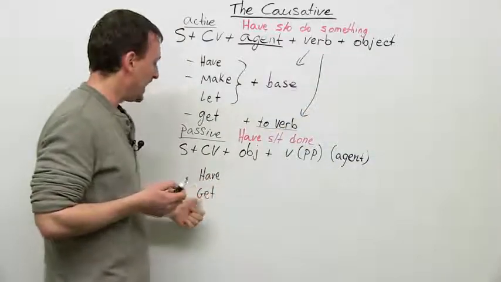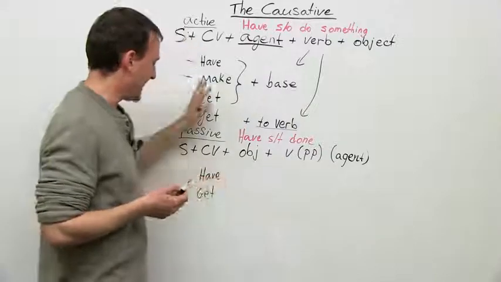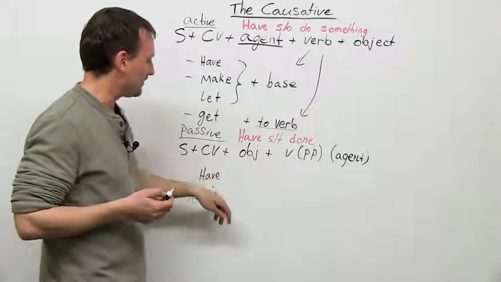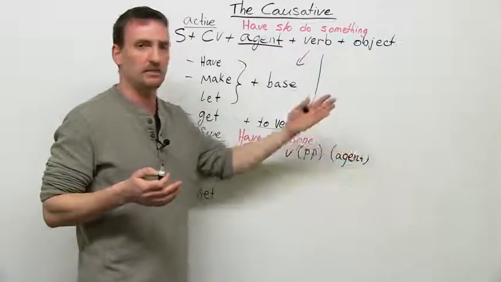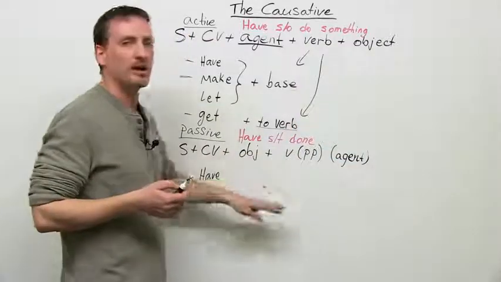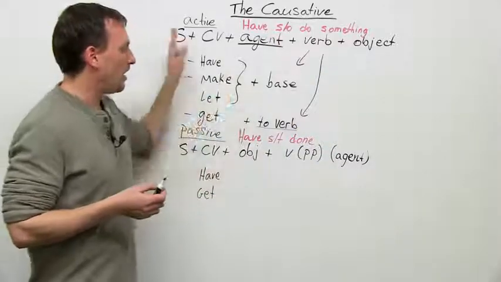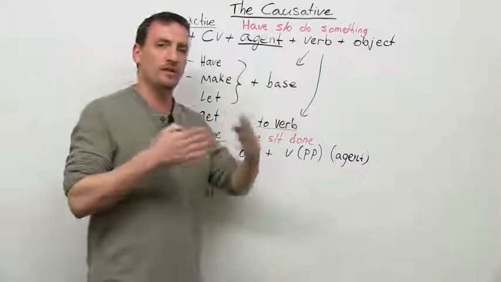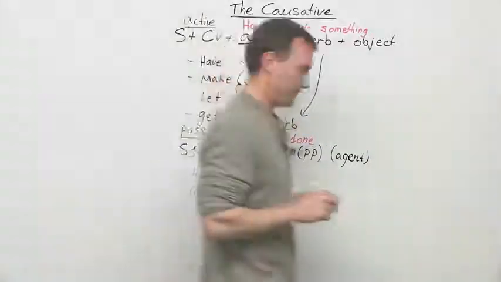Somebody else did. I got my friend. Oh no, that's the active. I got my car fixed. Who? The mechanic fixed it. I got my car fixed. Means somebody else did it. Okay? Now, all of this will be much easier to understand once you see actual example sentences. So let's put those on the board.